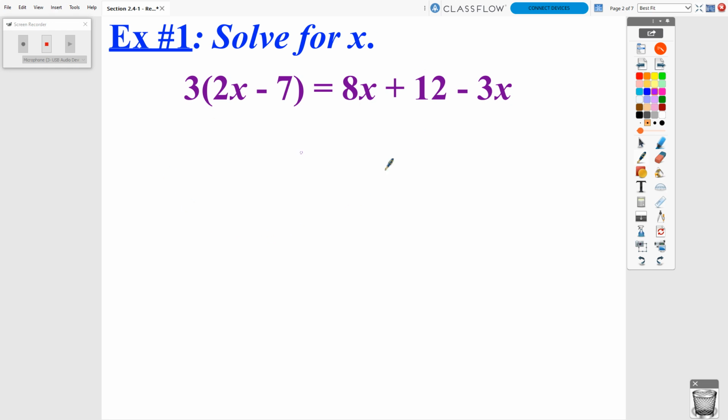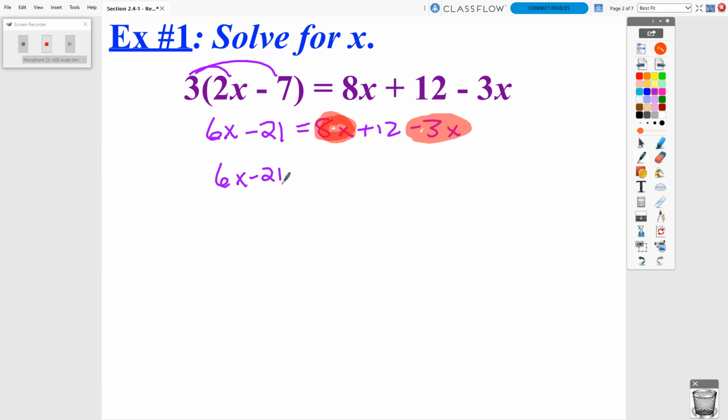So if I had this as my algebra problem, and it said solve for x, I would think maybe a good first step here would be to distribute the 3. So we got 6x minus 21 equals 8x plus 12 minus 3x. And then this 8x and this minus 3x catch my eye. Maybe we should just go ahead and combine those like terms. So 8x minus 3x makes 5x plus 12.